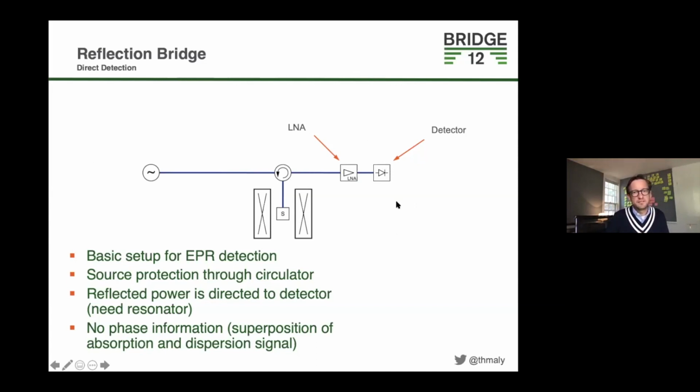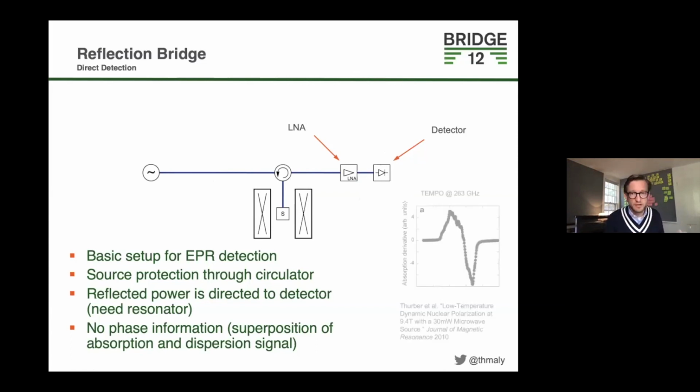But this system operates at the fundamental frequency. And what you can't get is the information on what is the absorption and what is the dispersion signal, so you don't have the phase information here. But this is already a very powerful setup. For example, in 2010, Ken Thurber and Rob Tycko published this paper about using a 30 milliwatt microwave source for DNP, and they were able to record an EPR spectrum already with this kind of setup.